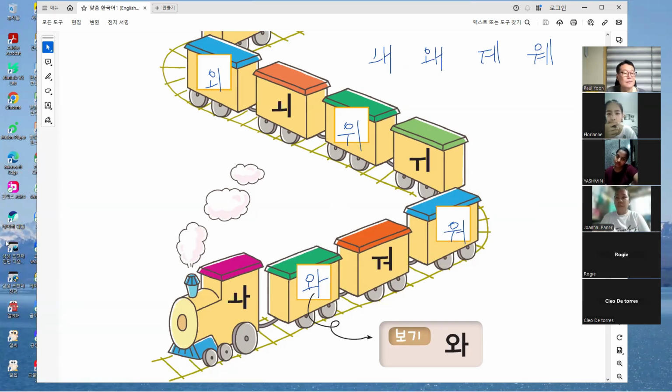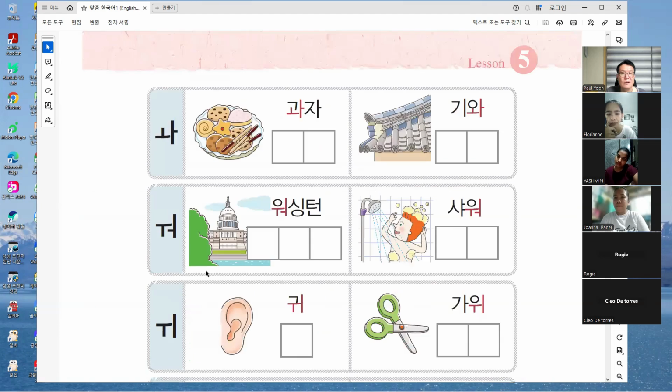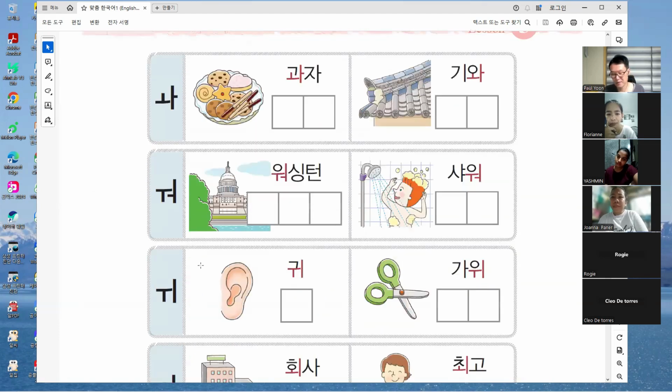Okay, let's practice more with real Korean vocabulary. So this one is the wa sound, right? So how to read this? Kwaja. Okay, kwaja.